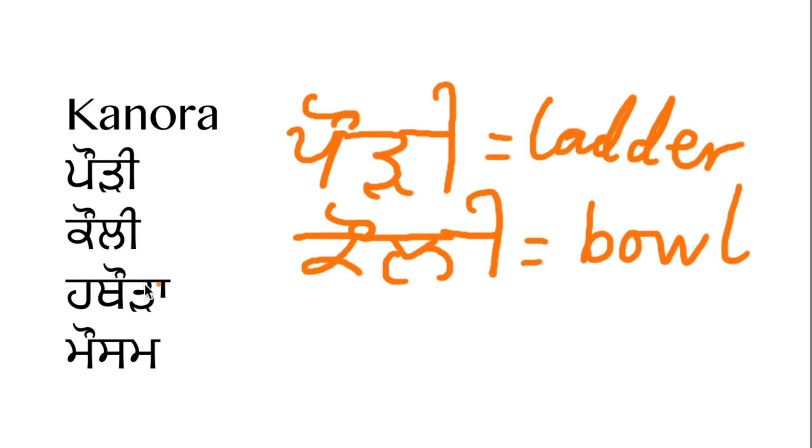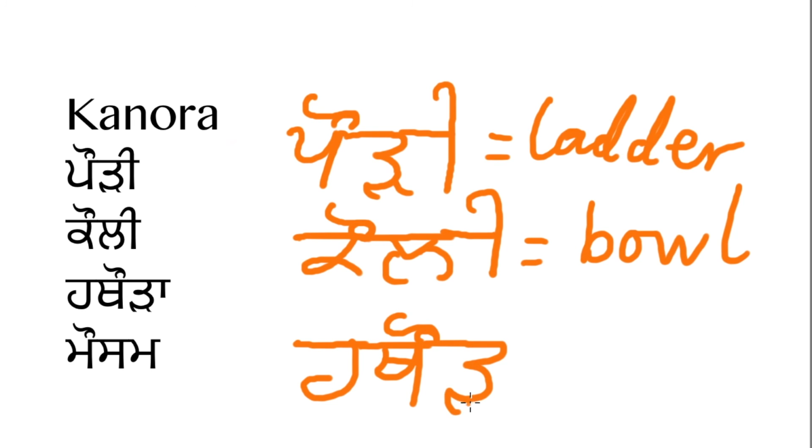And next we have a Haha with a Tatta with the Kanora on top, then a Rara, and then a Kanna, which gives us Hauttra. Hauttra. And a Hauttra is basically a hammer.